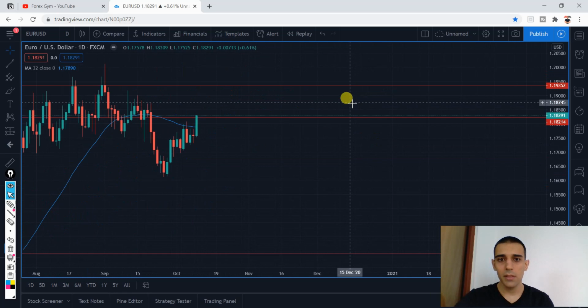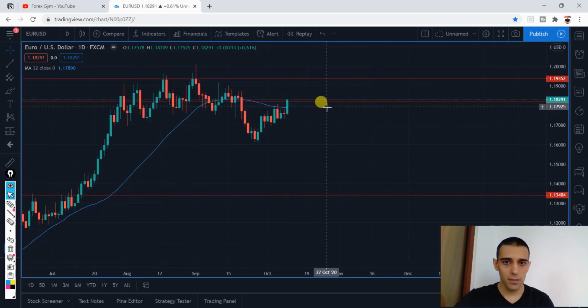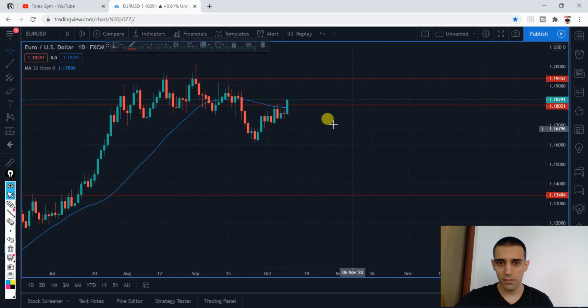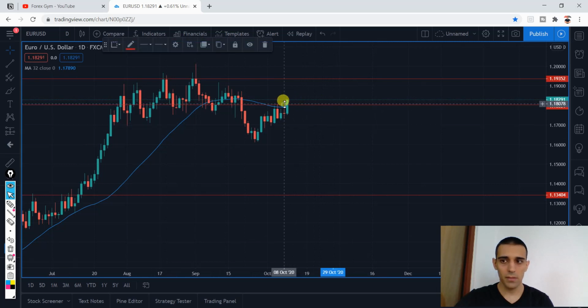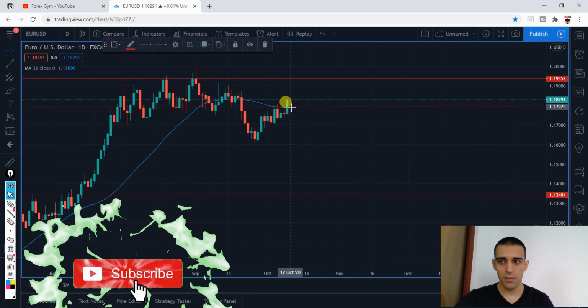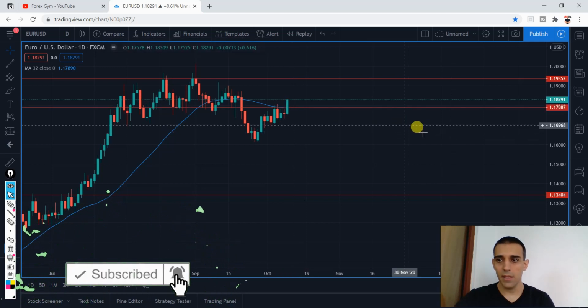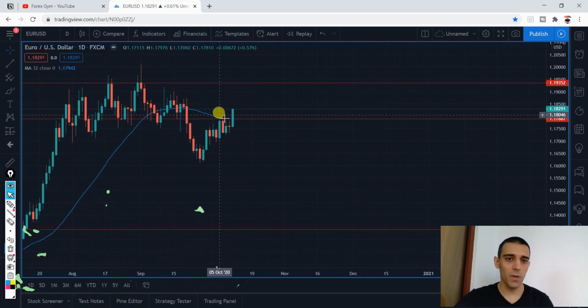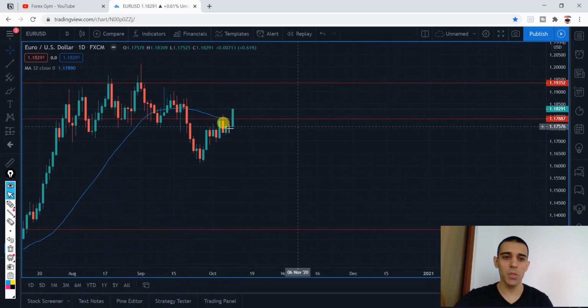117.1. So roughly about 117.90, 117.80, give or take. Okay, put it this way: roughly about 117.90. Which is a low price action, as well as we get the moving average in here. So it's a very good area for the price to stop and potentially shoot higher.